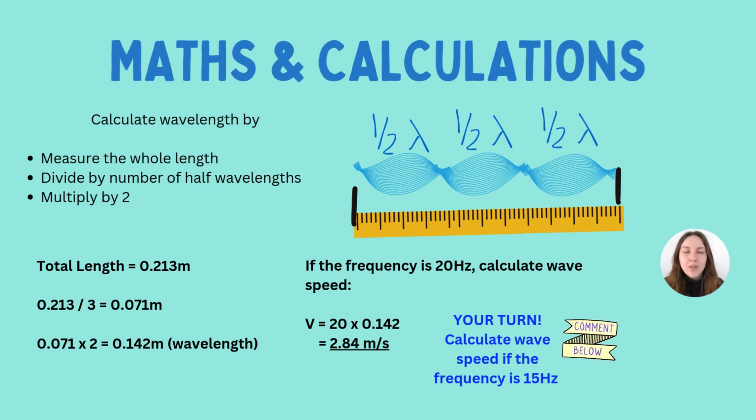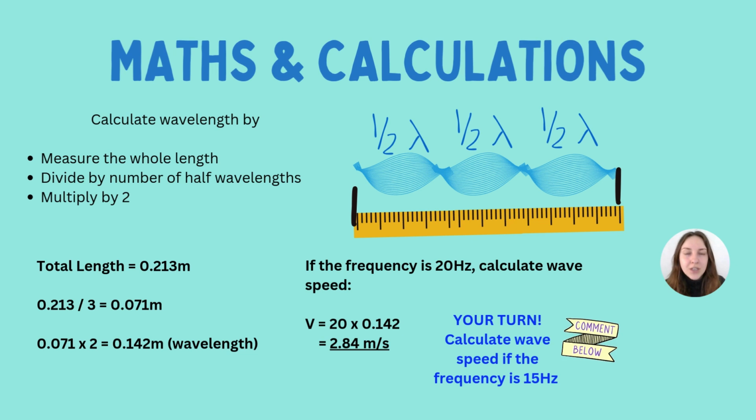We then want to put this information in, because we now have the wavelength and we want to work out the speed of the wave. So we would use that equation we talked about before, it being speed. So v equals the frequency f times lambda, the wavelength. So we're going to do the frequency of 20 hertz times by the wavelength we just calculated as 0.142.